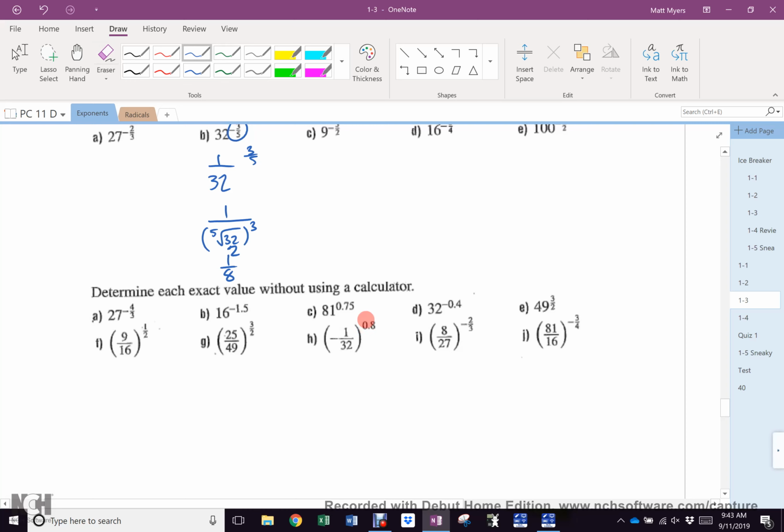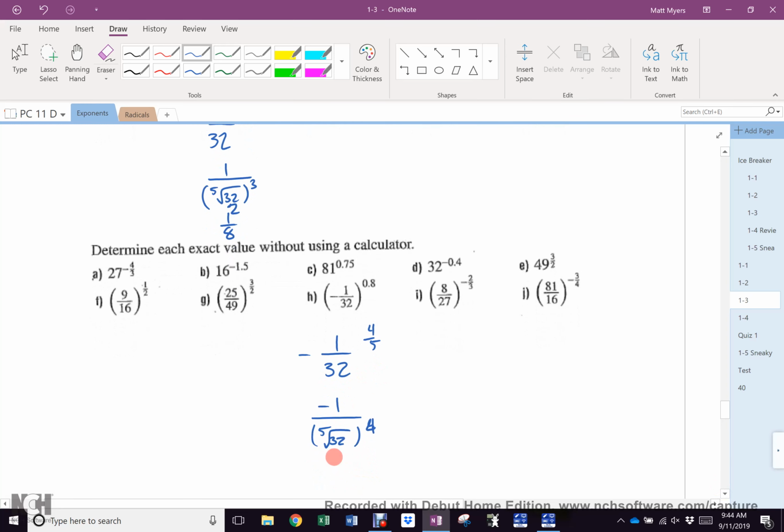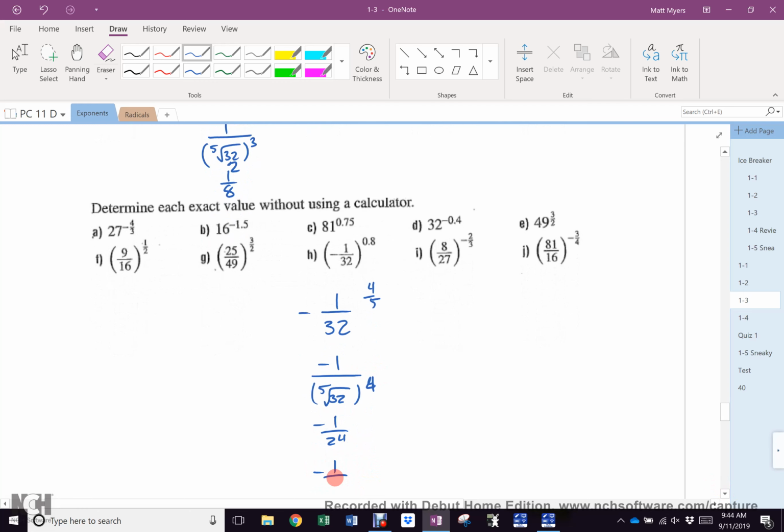Because h is almost exactly the same as b, because 0.8, most of you will do 8 over 10 and be like, oh, weird, a 10th root. But that is really 4/5, yes? And then the 1 stays the same, -1. And I want the 5th root of 32 to the 4th power, which is, again, -1 over 2 to the 4th, which is -1/16.